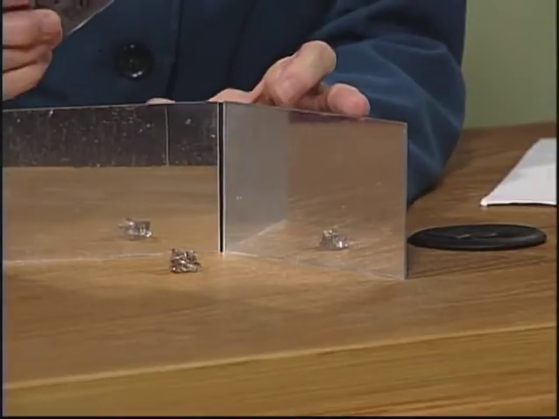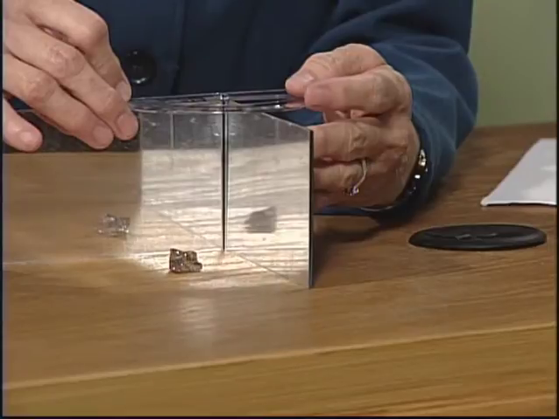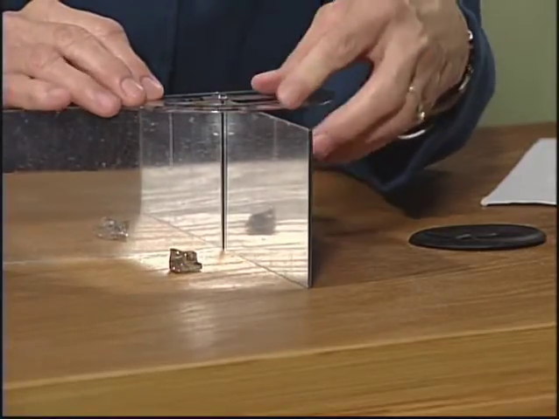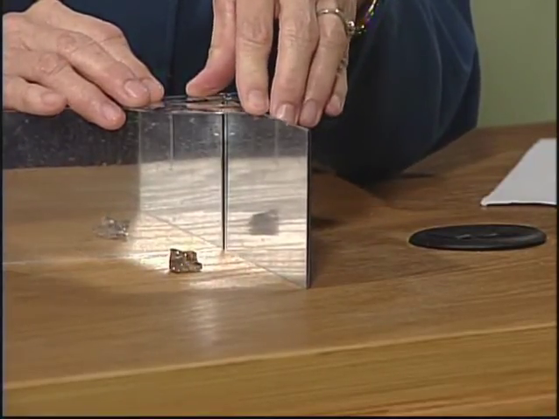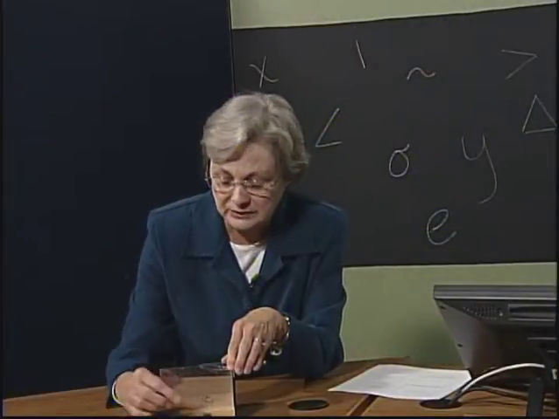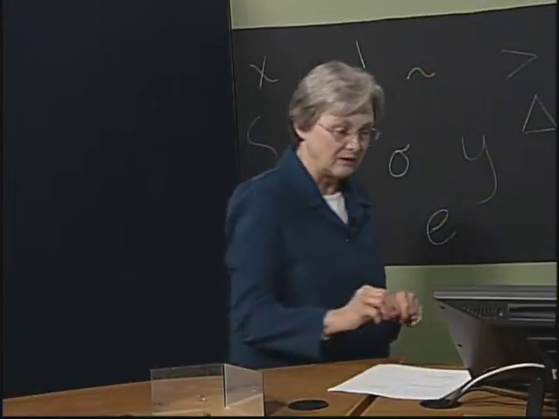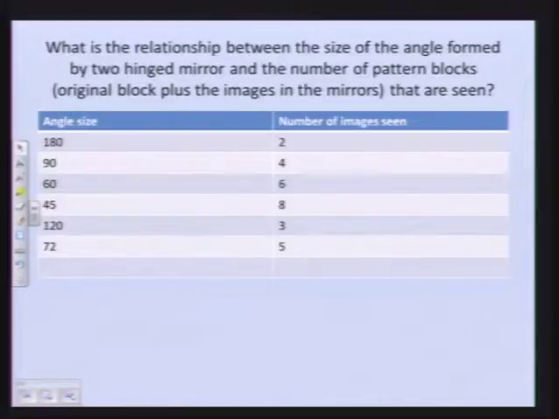If I adjust it to 90 degrees, then I'll be able to see 4 images, the original plus 3 others. Now, you may not be able to see them very well using the camera on this, but I've already collected the data for us. So if we look at the data that I've collected, these are the angle sizes and the number of images that can be seen.